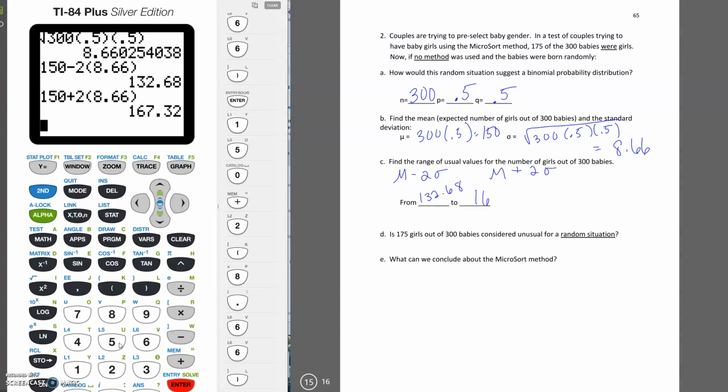So 167.32. So is 175, the result I got, unusual for random? And the answer would be yes, because it's bigger than this 167. So what can we conclude? We can conclude this method is working. That it is providing a better chance of having more girls, because just randomly it would be very unusual to get 175 out of 300 babies being girls.